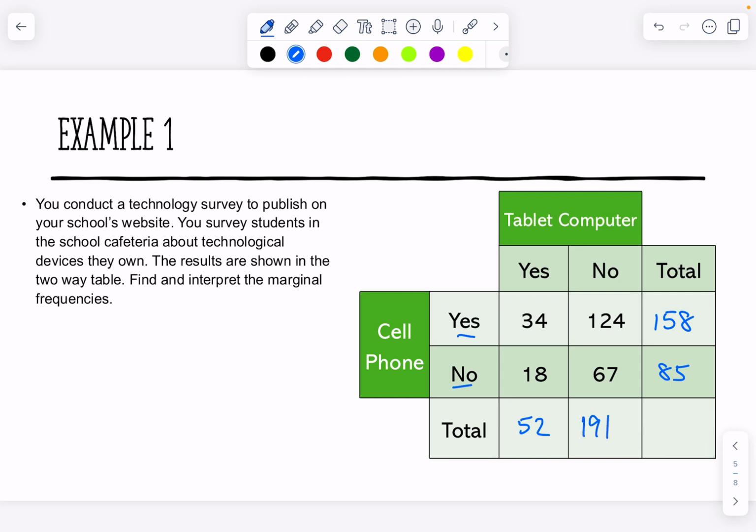Now, a super simple thing that we should probably check: I should make sure that when I add these, 191 plus 52, I get 243. And when I add these two, 158 plus 85, I also get 243. So I get the same total number of people surveyed in both the cell phone rows and the tablet columns. There you have it. That's about as simple as it gets, just adding.